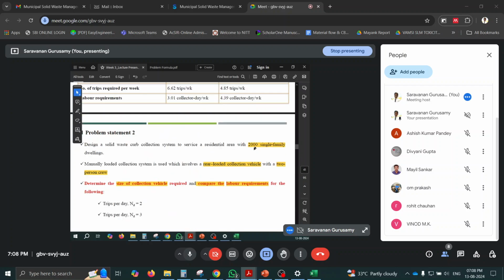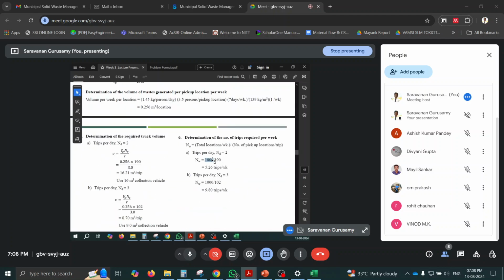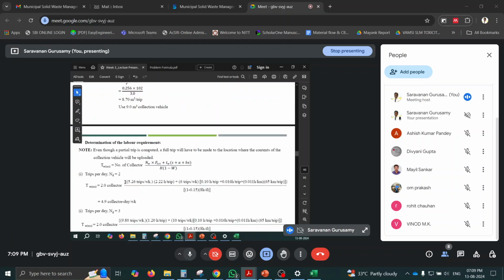It's actually a calculation mistake. If we make it 1000 trips by 190 locations we are finding in a trip, we need 5.26 trips per week. In this, if it is 3 trips per day, we need 9.8 trips per week to collect from all the 1,000 houses. So 5.26 and 9.8 is the NW we are going to substitute. That is the trips required in a week, into how many hours required per trip. That is PSC, we have already calculated as 2.22 and 1.2.